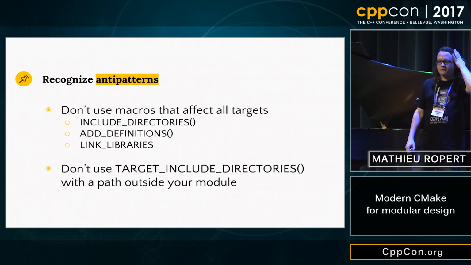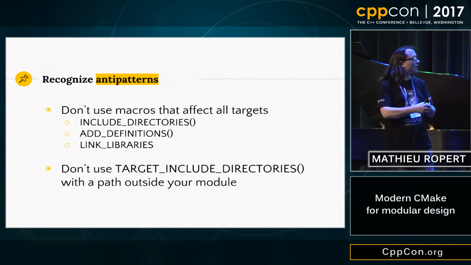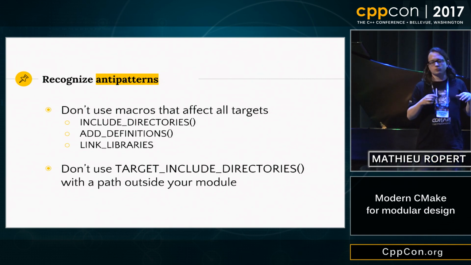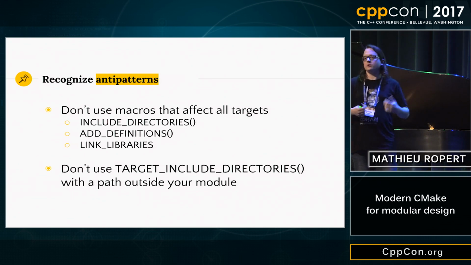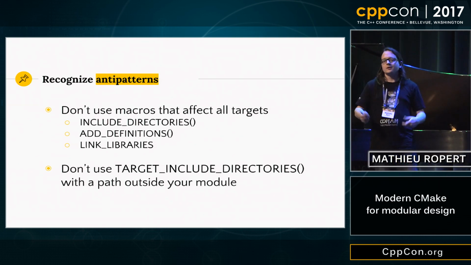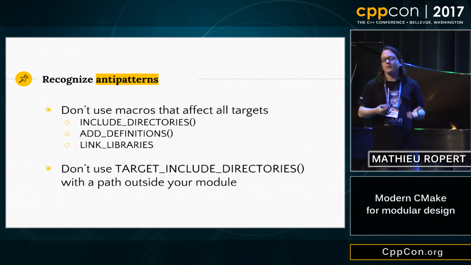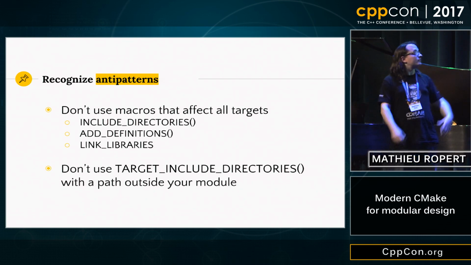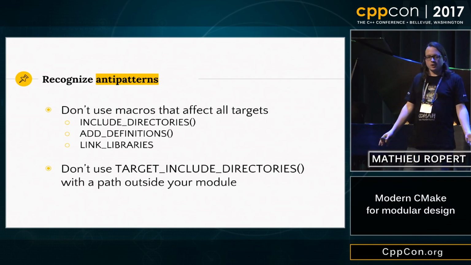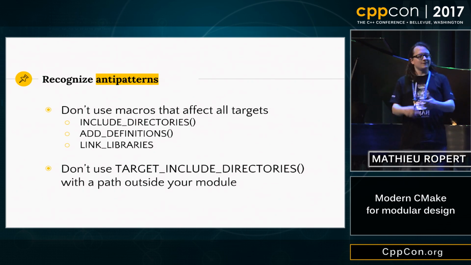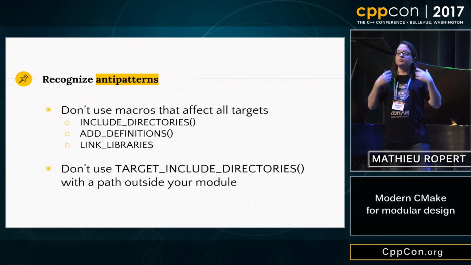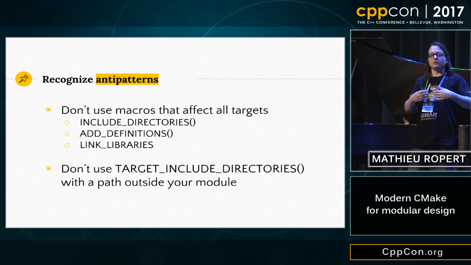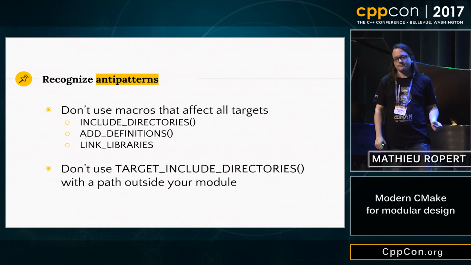Now that we've seen most of the good patterns, I want to take just a few seconds to recognize the anti-patterns, the bad things. That's the kind of thing when you open a CMake list that tells you that you probably need to rewrite it a bit. So of course, everything that affects all targets, like include directories, add definitions, link libraries, those kinds of things are evil. If you put them at your top level, everybody in the world will be able to use them. Everybody in the world will be able to include those headers.